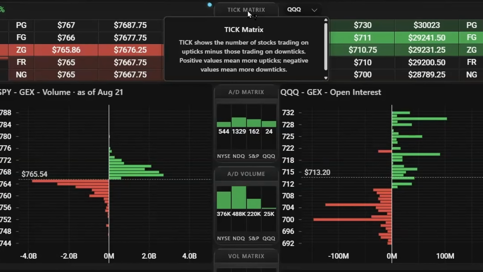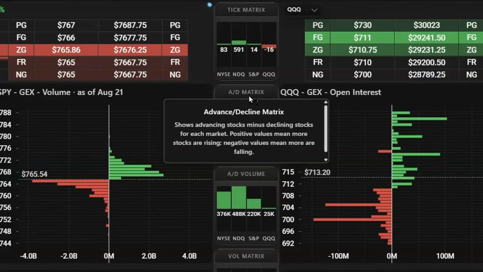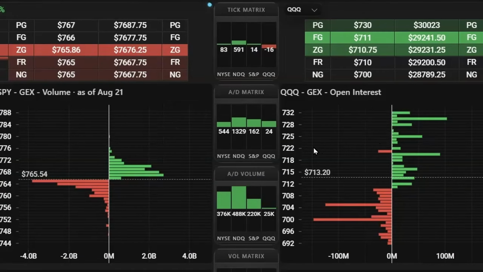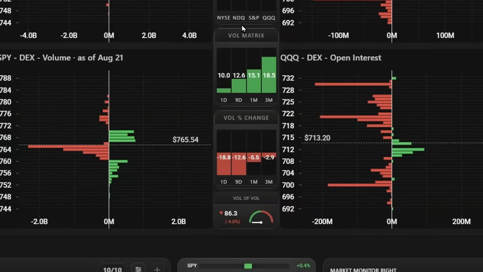Now at the top, we have the tick matrix. This is second by second. Then we have the advance decline matrix. That's from the open of the day, how many stocks are up versus down. Then we have the advance decline volume. That's looking at the volume of the up stocks versus the stocks that have been going down on the day. Then we have the volatility matrix. We have 1 day, 9 day, 1 month, and 3 month. And the volatility of the volatility down here at the bottom, okay?